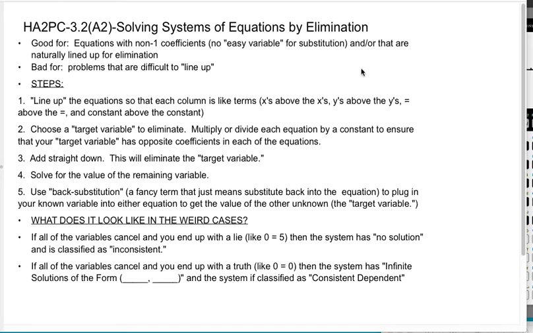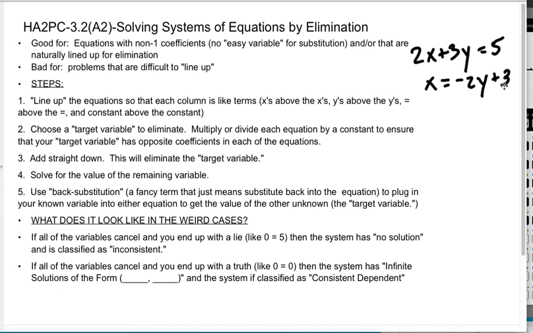So I'm going to give you a fake example, right? So we're gonna talk about 2x plus 3y equals 5, and we're going to talk about x equals negative 2y plus 3. Okay, so in this example, this is not currently lined up. What we mean by lined up is that all the x's are on top of the x's, the y's are on top of the y's, the equal signs are on top of each other, and the coefficients are on top of each other. So what's making this be not lined up right now is that this negative 2y is on the wrong side.